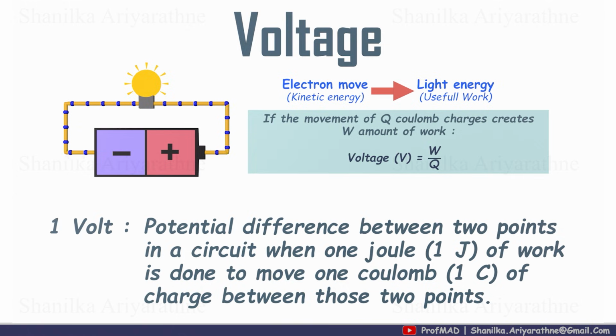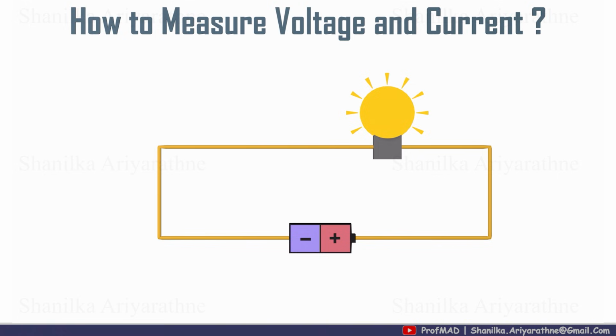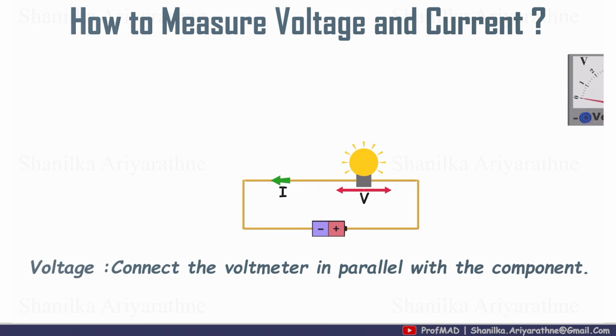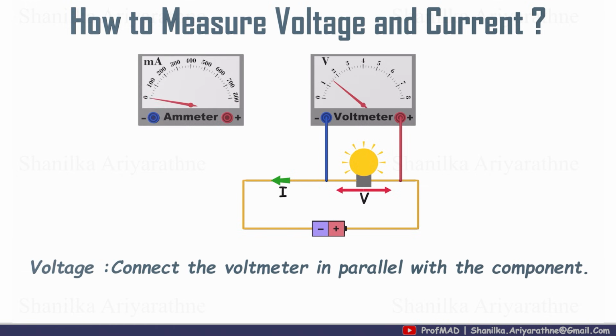Now that we've built up some knowledge about electronics, let's talk about how we actually measure voltage and current. For example, how can we measure the voltage across this light bulb and the current flowing through it? To measure voltage, we use a device called a voltmeter. To check the voltage across a component, you connect the voltmeter in parallel, 1 lead on each side of the component, just like this. To measure current, we use an ammeter.